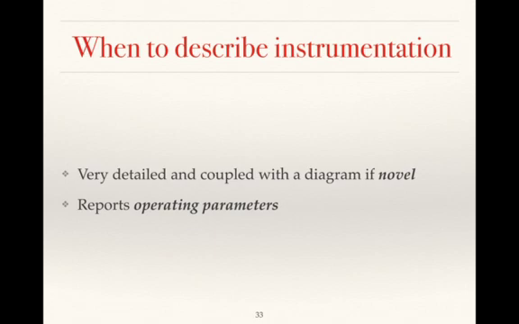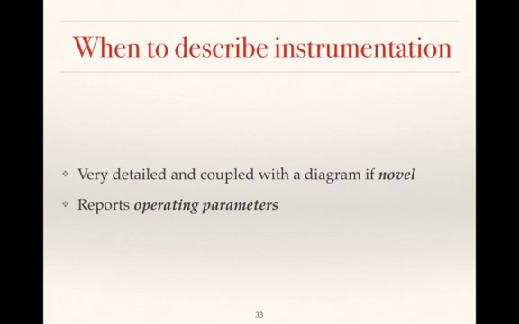When it comes to instrumentation, we need to know two things. That it is very detailed and it's always coupled with a diagram only if it is novel. Novel means new. And it needs to report operating parameters. If it is the first time you report instrumentation because it's novel, you do that in very detail. But the second time, you only need to cite the source, either as a footnote or a reference number or a citation, depending on what formatting the journal wants.